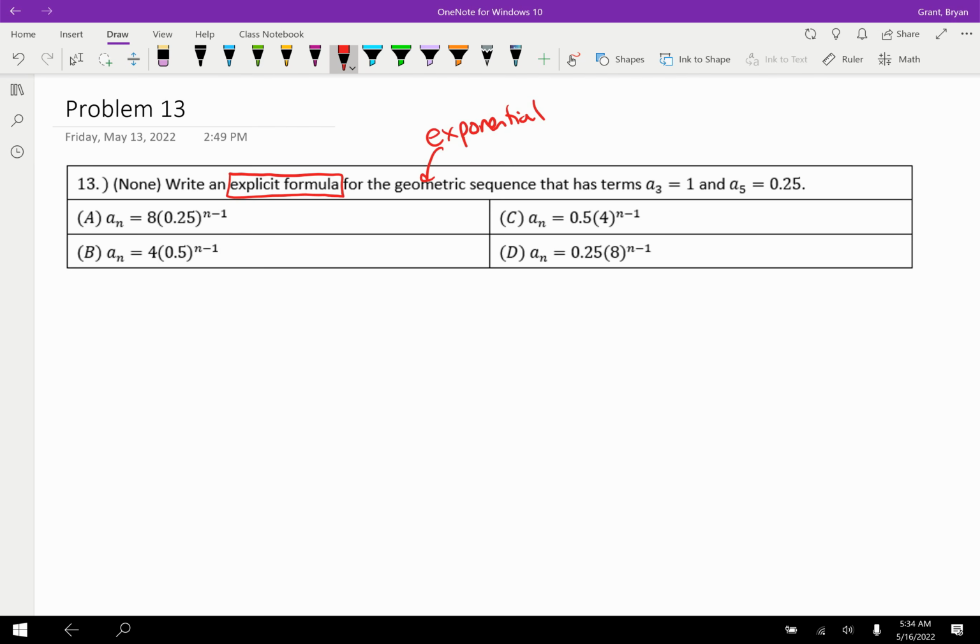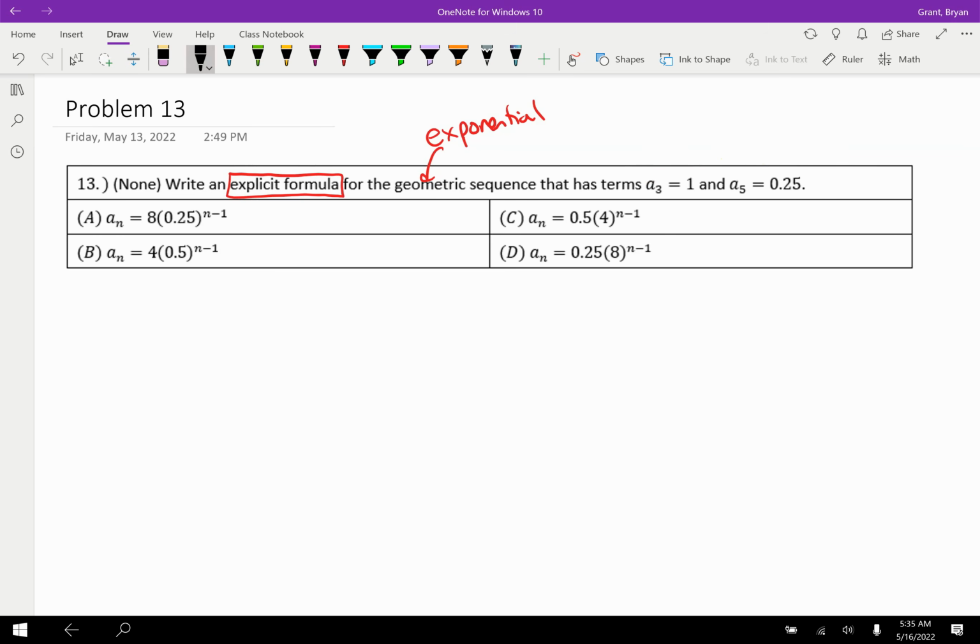Last but not least, they give us terms a sub 3 equals 1 and a sub 5 equals 0.25. You've seen these subscripts before with the slope formula, right? y sub 2, y sub 1, and they're just telling us that these are different values. They wouldn't just want to say a equals 1 and a equals 0.25, because then you're like, wait, which a is which? So they just give you those little subscripts there.